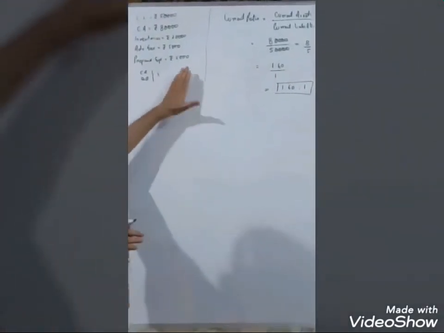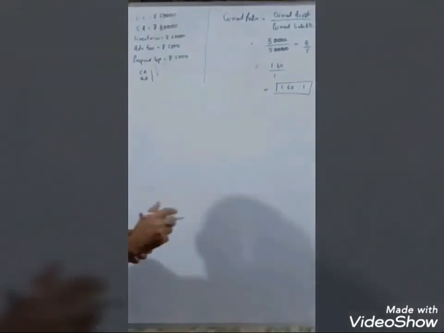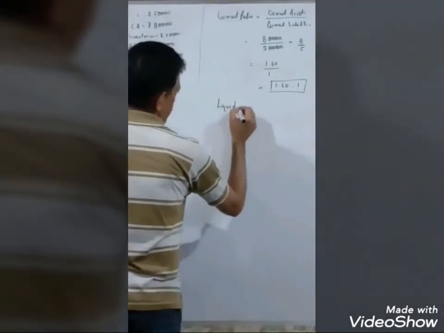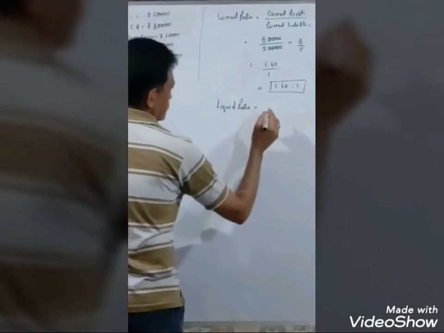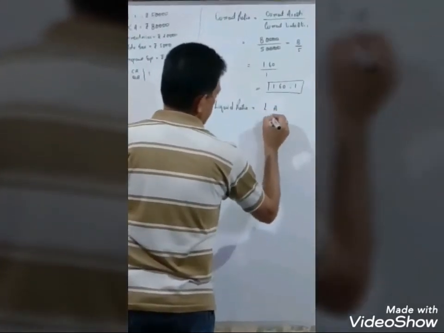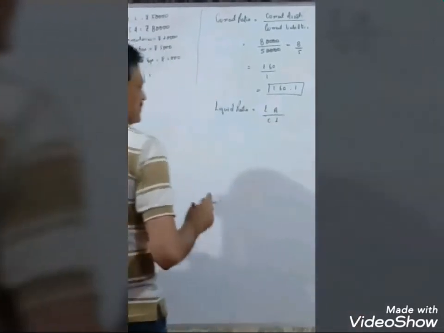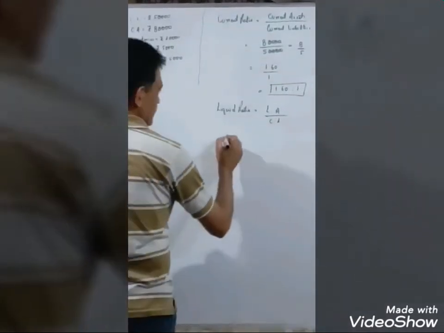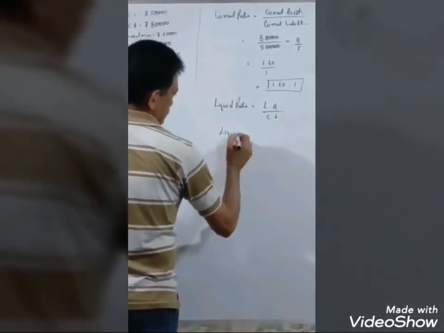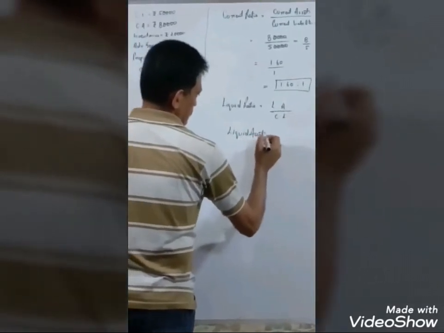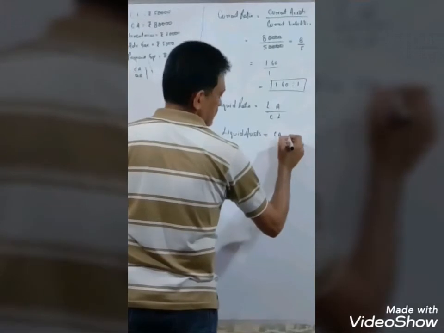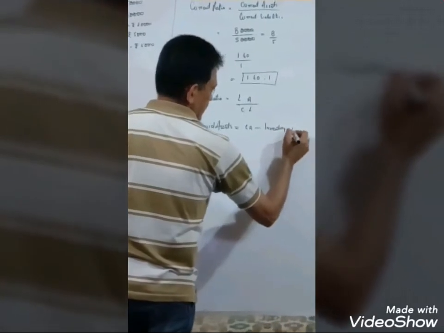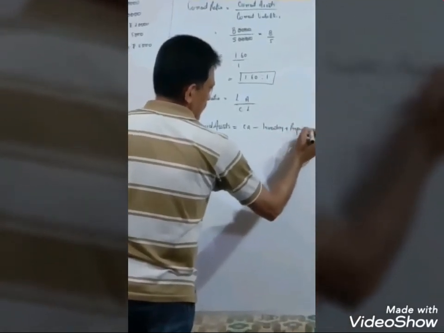Now, on the basis of the same information, we have to calculate the quick ratio, quick ratio or liquid ratio. The formula is liquid assets divided by current liabilities. So liquid assets or quick assets are to be divided by the current liabilities. Liquid assets are current assets minus inventory and prepaid expenses.